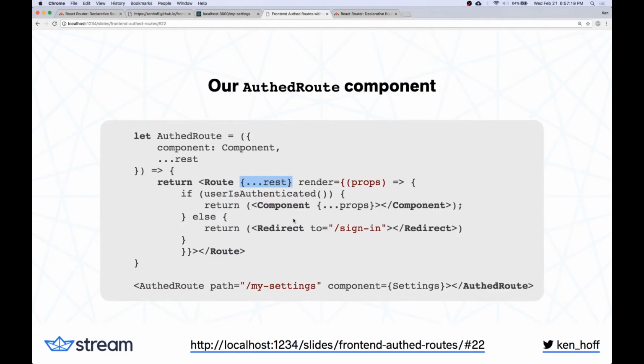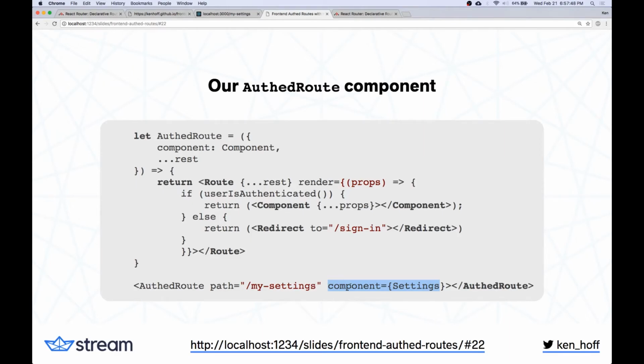Then we have to get into what do we actually render here. And that's where we get into this component thing. Component with a capital C is the component that is passed as a prop to the auth route right here. So if we wanted the settings component to only be accessible by an authenticated user, I would say, all right, auth route, path, my settings, component settings. Inside of auth route, we're going to extract that component. We're going to take the rest, including the path right there. We're going to stick the rest into the route so that it's route, path, my settings.